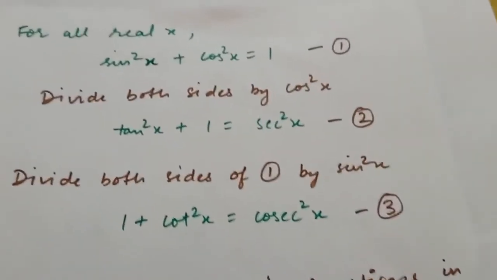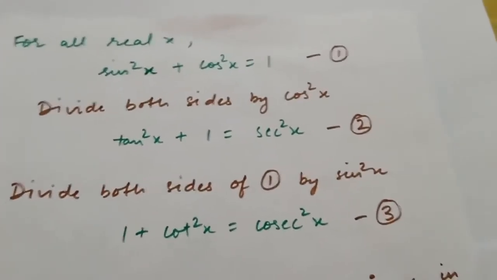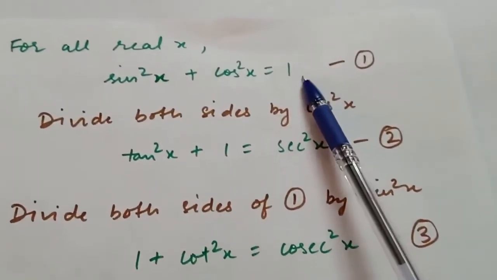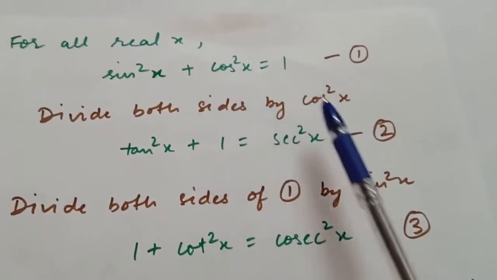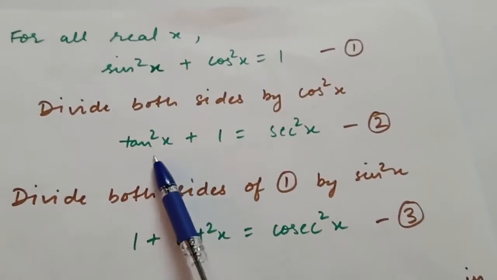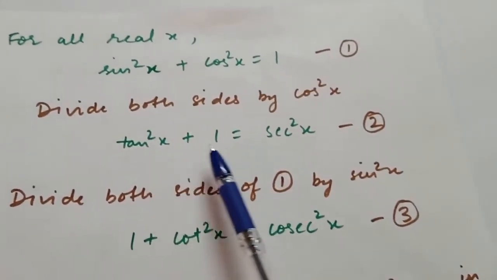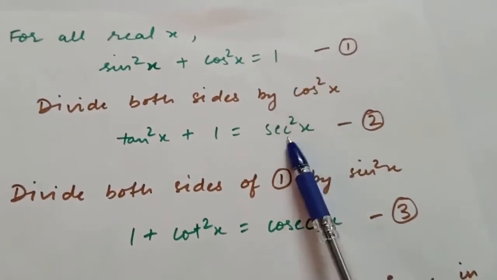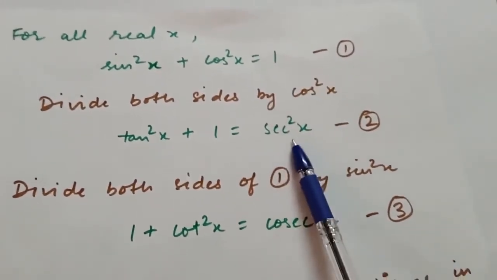Now for all real x, you have studied that sin square x plus cos square x is equal to 1. If we divide both the sides by cos square x, then you will get sin square x upon cos square x, which will be tan square x, plus 1 equal to 1 upon cos square x, which will be secant square x.